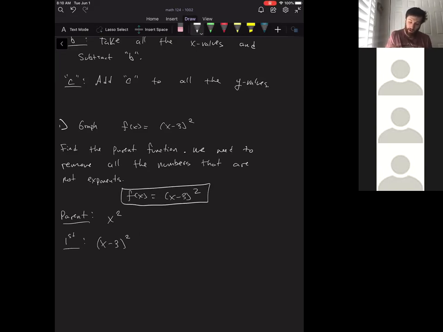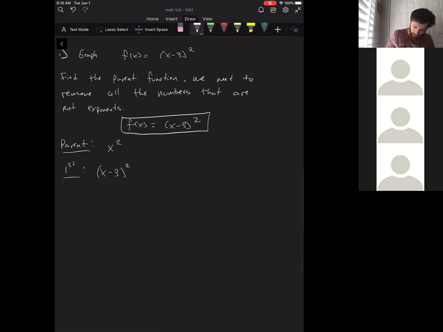So how we graph these now is we start with the parent function. This is something we used to have memorized. We have to have memorized what x squared looks like. So we know x squared looks like this. Let's start down here. X squared makes the parabola shape.